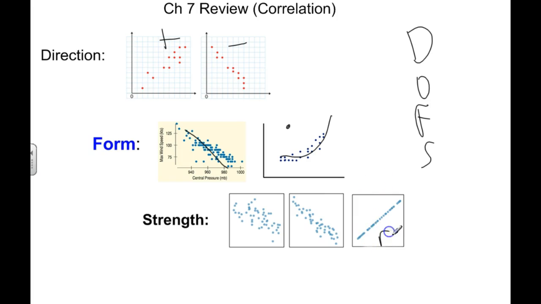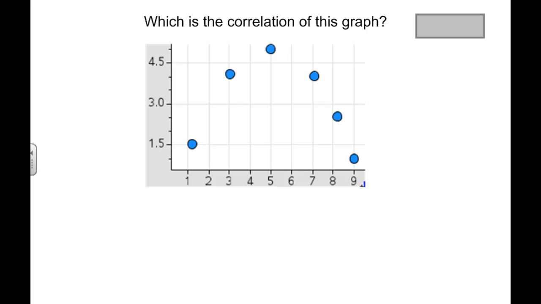Strength, like this would be R equals 1, that's really strong. This would be R equals definitely a negative value because of the slope here, and maybe 0.7 or 0.8 or something, and so forth. We talked about closer to 0 is weak, closer to 1 is really strong. I didn't talk about this.